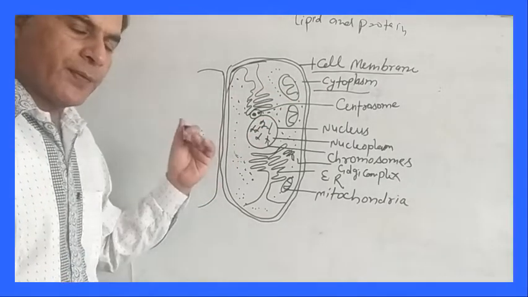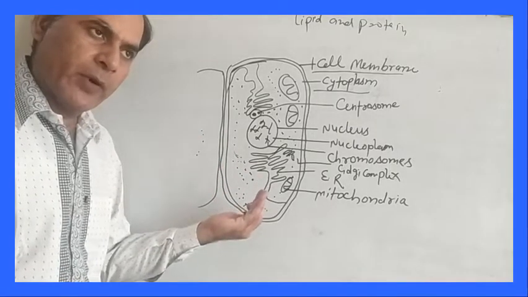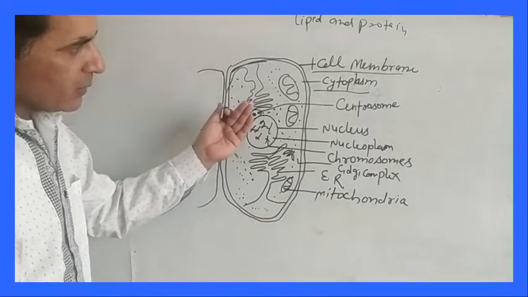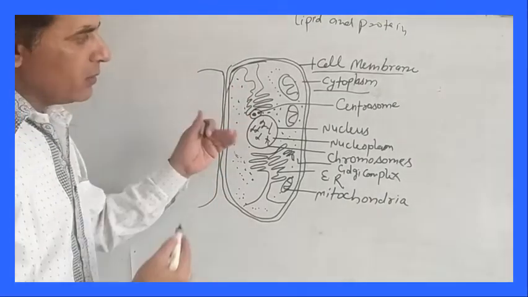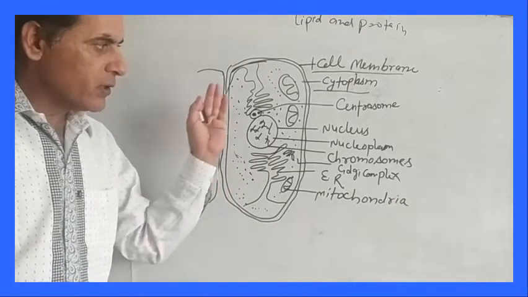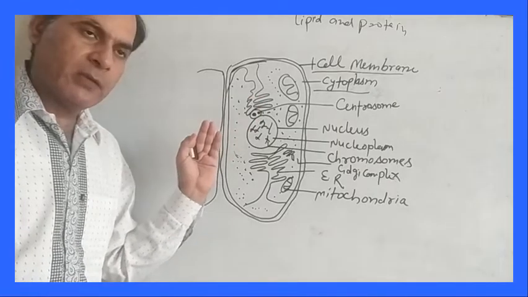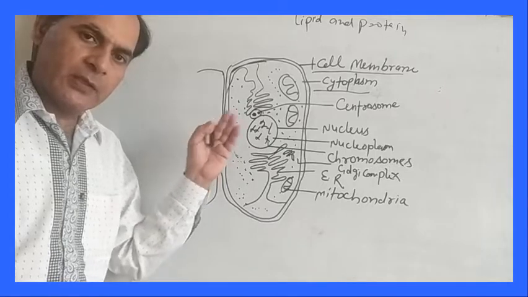It contains protein, some molecules of carbohydrate, and some gaseous molecules like oxygen and carbon dioxide. After respiration, these are removed from the cell. The cytoplasm contains about 90% water, and all the chemical activities take place in the cytoplasm.